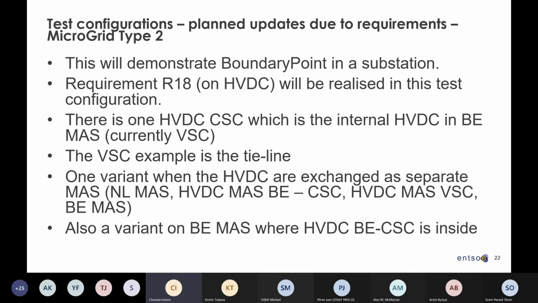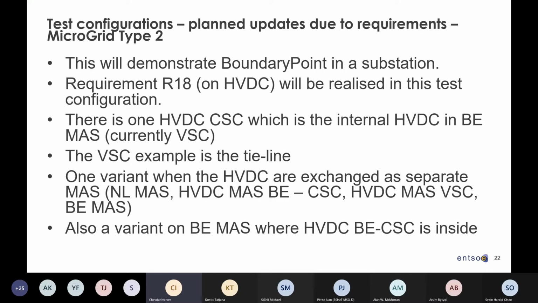So that one will look more at HVDC, and it will also look to demonstrate the boundary point in a substation. So you know that CGMES 2.4 was designed initially with that idea, but there were some problems in the modeling which prevented actually realizing this in reality.